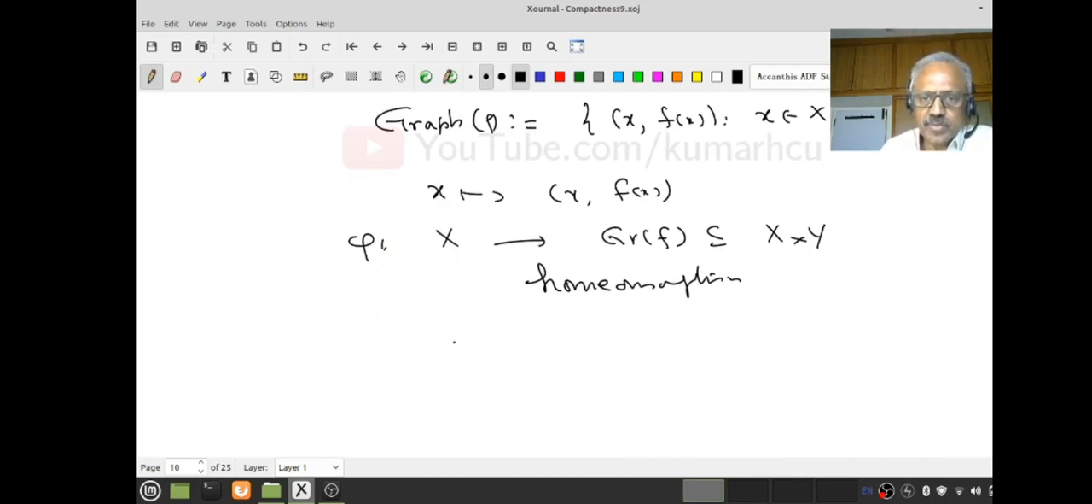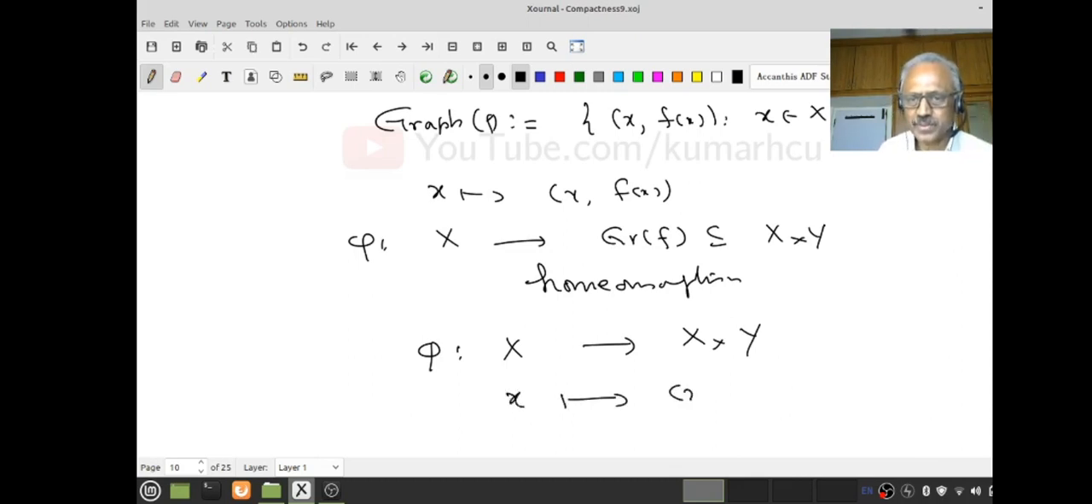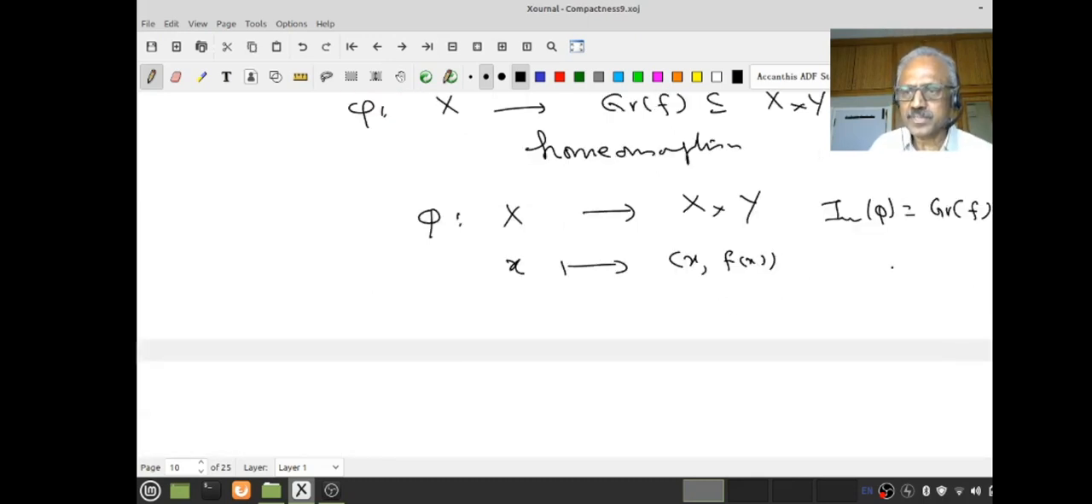The way we proved that was, let us look at the map phi as a map from X to X cross Y. You see that I am going to use subspace topology as well as product topology. Here x goes to (x, f(x)). The image of phi is nothing other than the graph of f, and the graph of f is given the subspace topology. So phi can be thought of as a map from X to the graph of f.